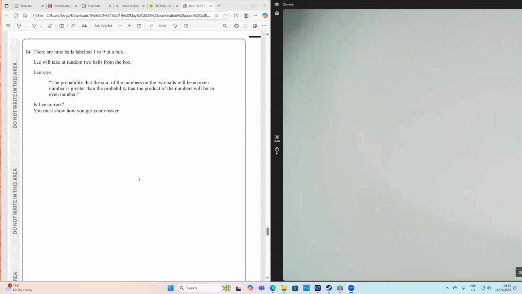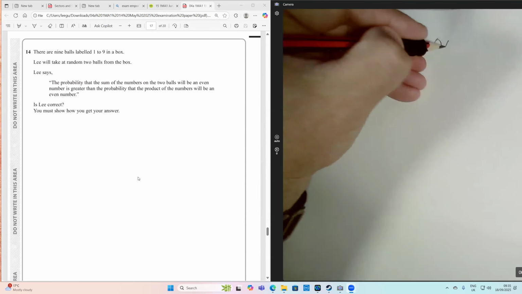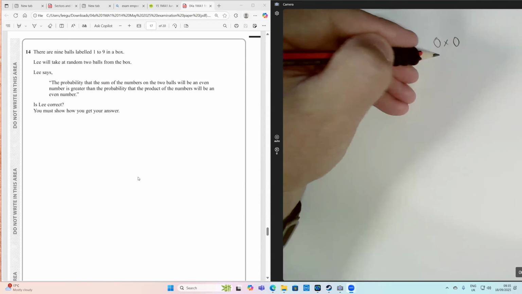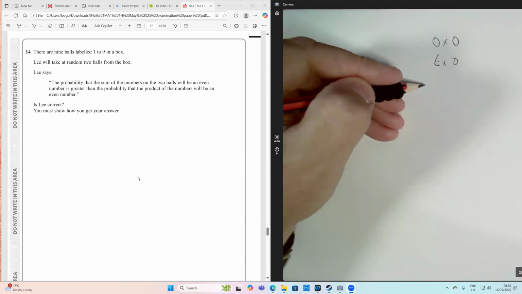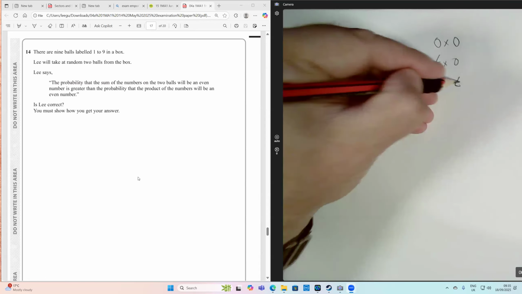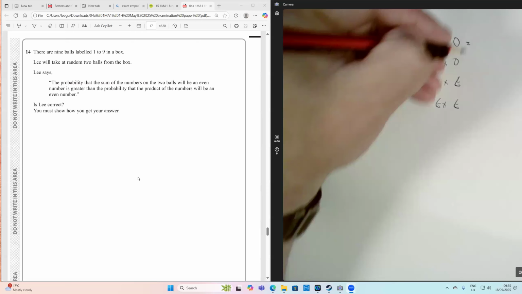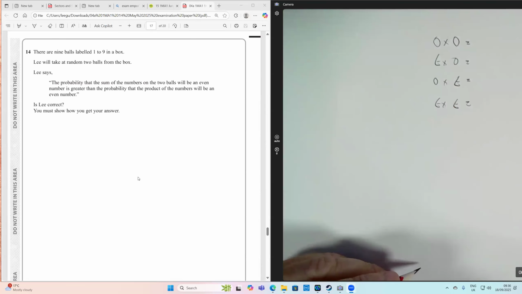First of all, there are a number of things that are very popular with these more tricky dependent tree diagrams, and this whole idea about odd numbers and even numbers is a really big theme. So it might be useful as a first starter to think about what happens when we have odd times odd, even times odd, odd times even, and even times even, because having an understanding of this is crucial to answering this question.